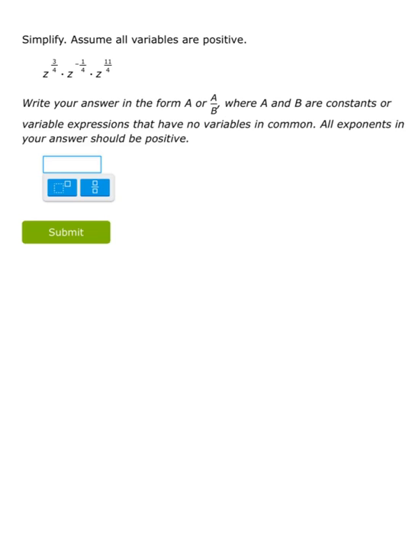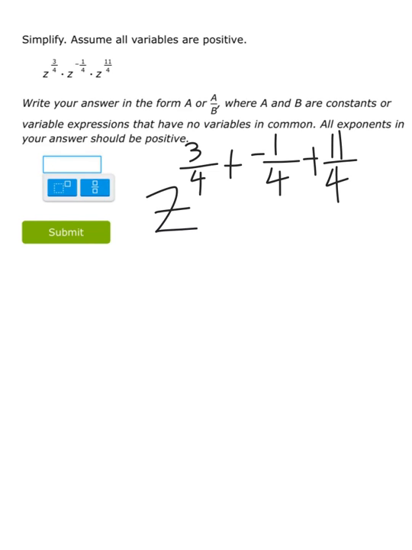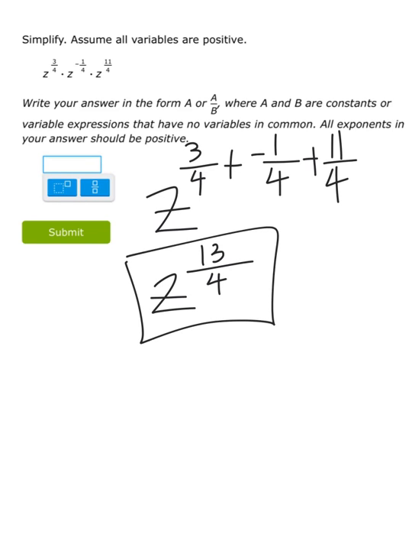All right, last example. These would be challenge level problems, so if you want to get like a 90 or above, you're just going to do the same thing, add all of your exponents. Don't get confused because there's an extra one there. It's still the same thing. So you're just adding all of these exponents together. So I would add 3/4, negative 1/4, and 11/4. So when I add all of those, I get z to the 13 over 4. So that would be my answer because my exponent is positive, and I have simplified as far as I can go.